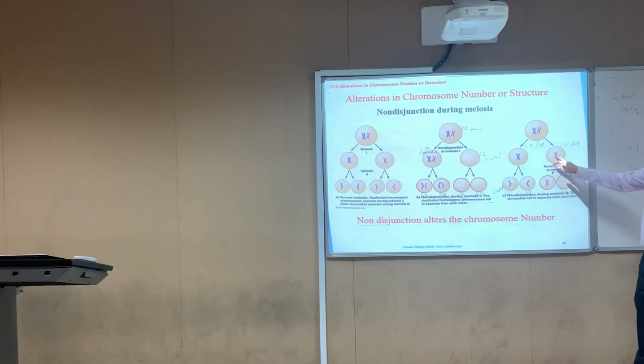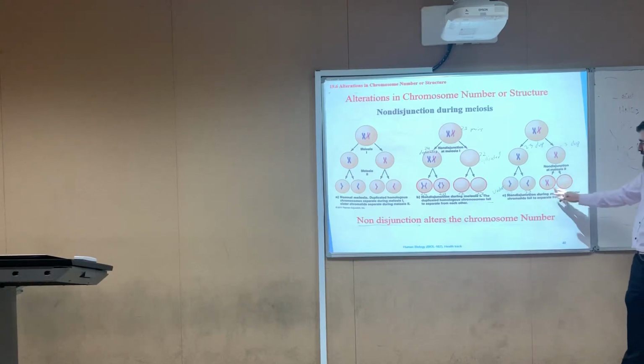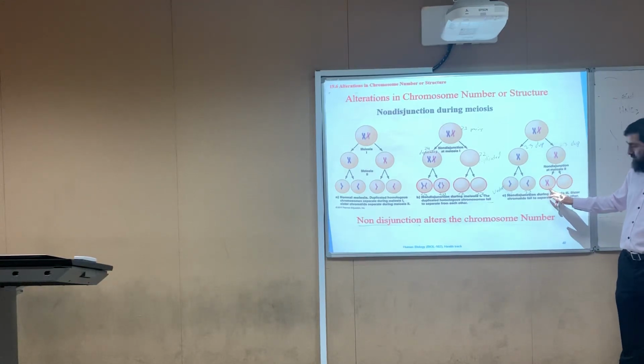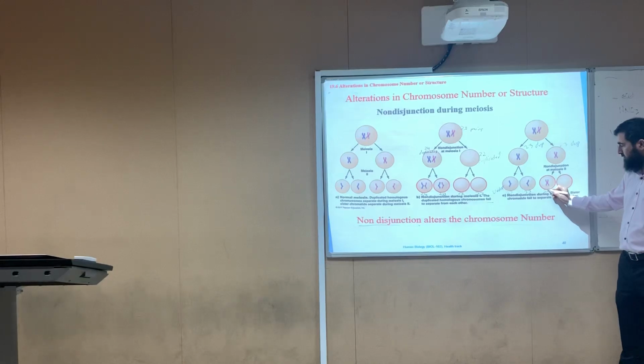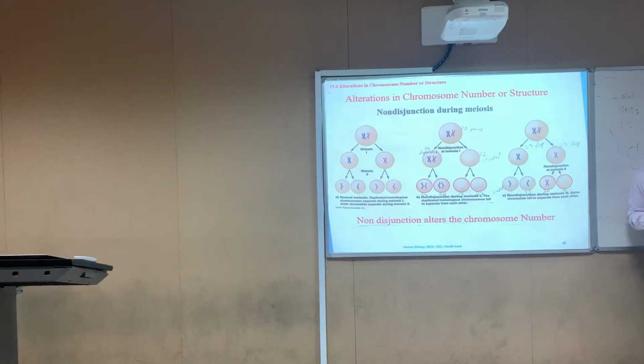So what happens is that in this cell, you get non-disjunction of one of the chromosomes. We have 23, but if you get non-disjunction, you end up with one duplicated, so you end up with how many? 24, and in the other cell 22.